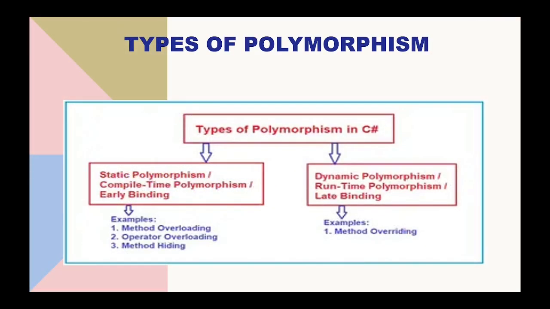Now we have two types of polymorphism. First is overloading and second is overriding. Overloading can also be called compile time polymorphism because we have to define the methods and their implementation at compile time itself. That's why this is called compile time polymorphism. Method overriding is called runtime polymorphism because we implement the methods at runtime itself. That's why we call it an overriding method.